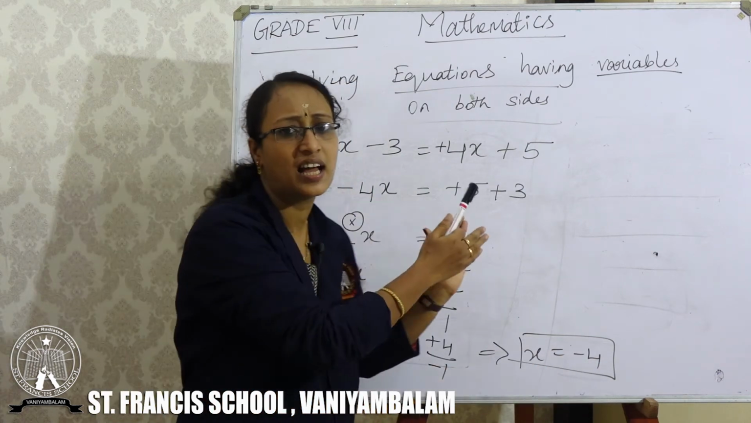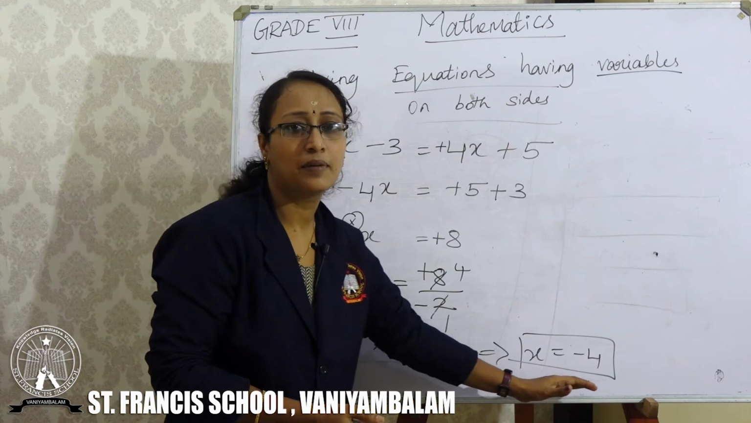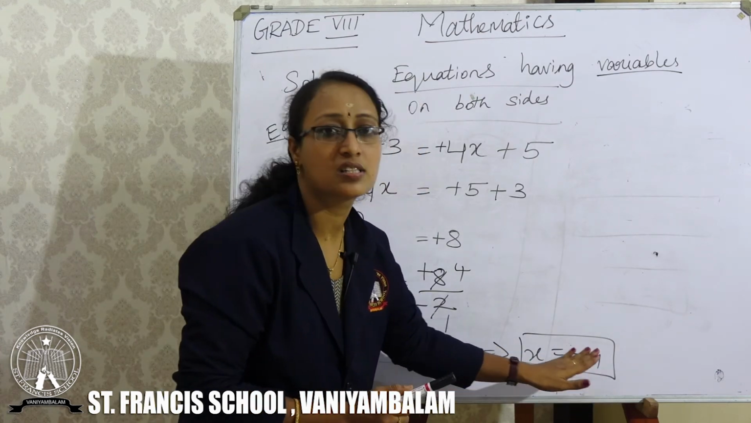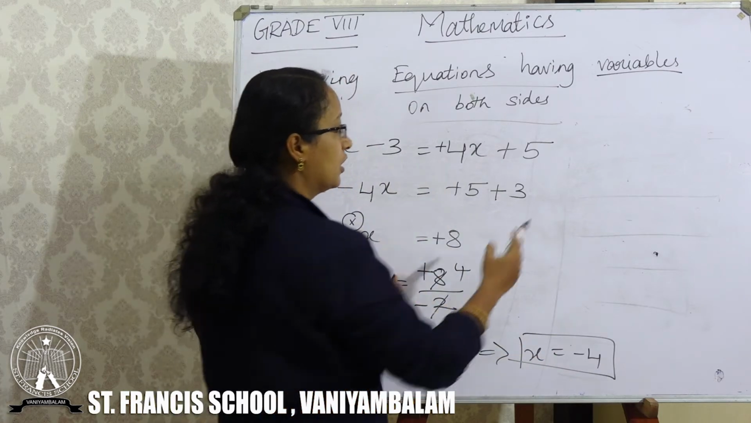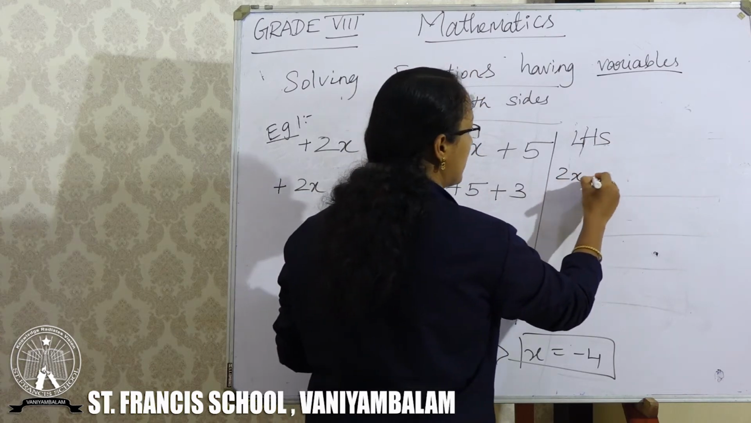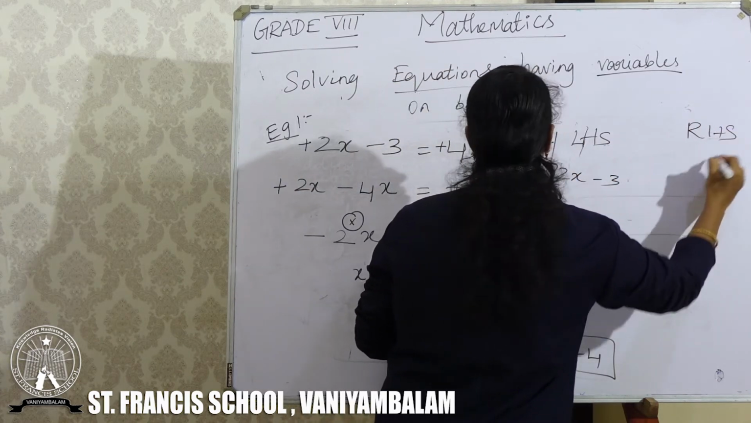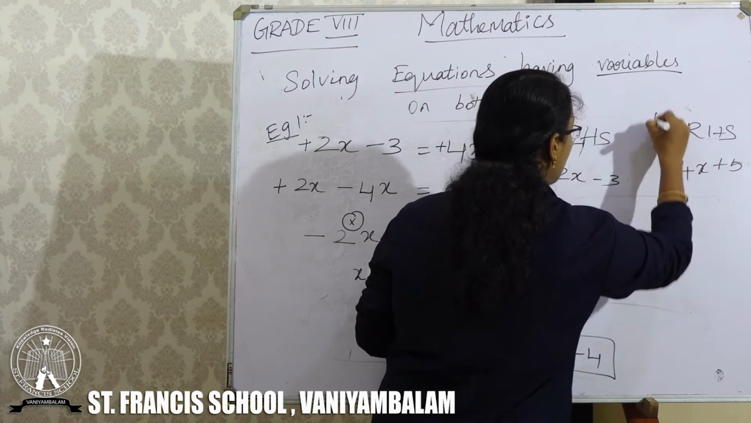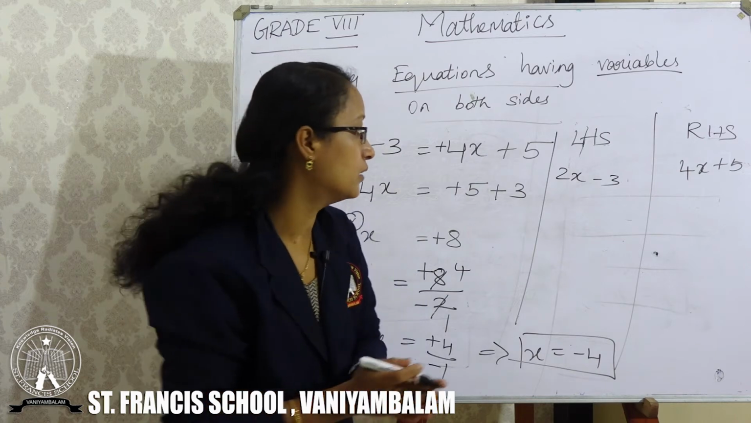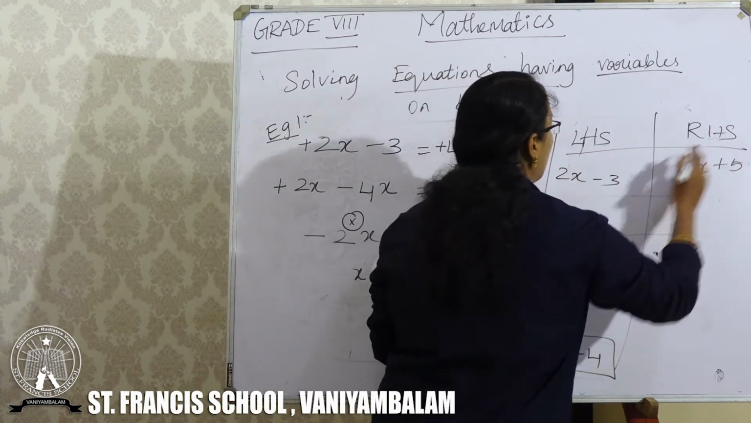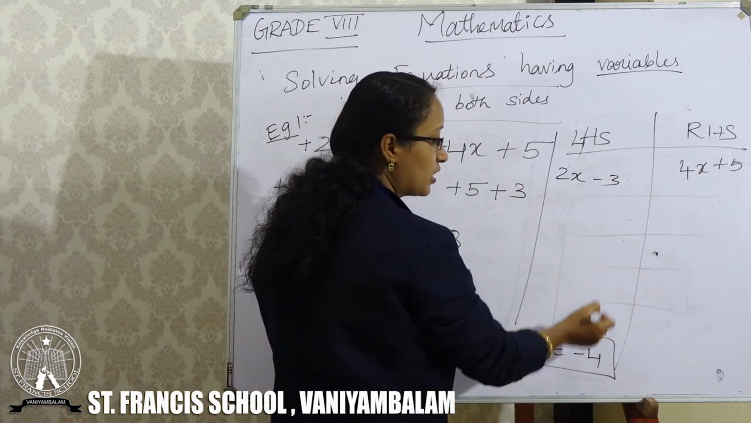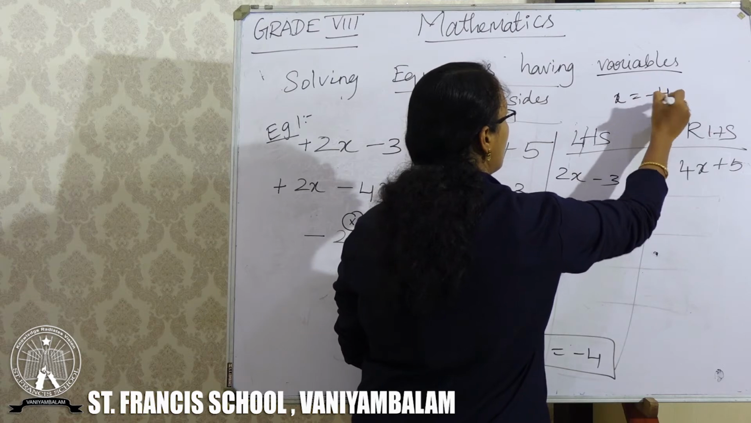How will you check whether the answer is correct or not? You have the method. I think you remember. How will you check whether minus 4 is the solution for this equation or not? Just substitute LHS and RHS. LHS is 2x minus 3 and RHS is 4x plus 5. Just substitute and check both the sides, the answer should be equal. You should get the same answer. Just substitute the value of x. Here you got the x value minus 4.